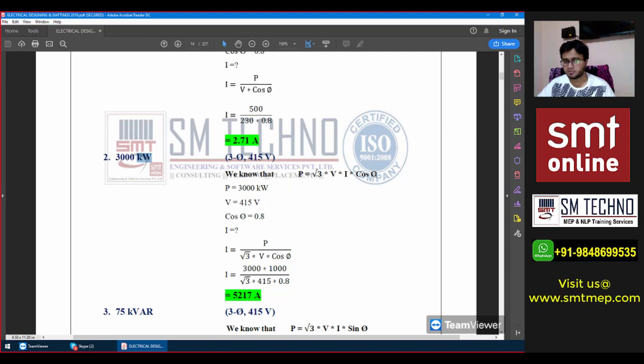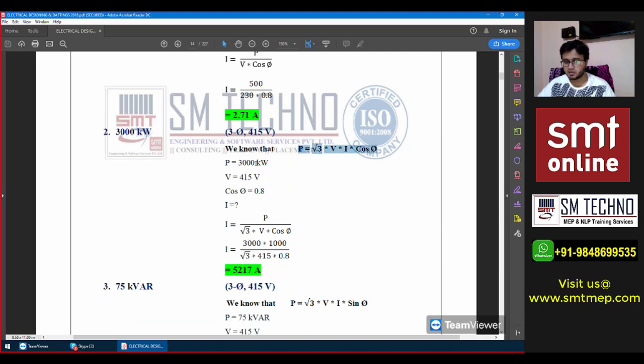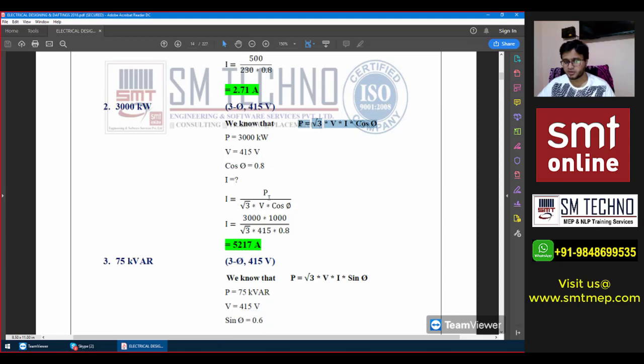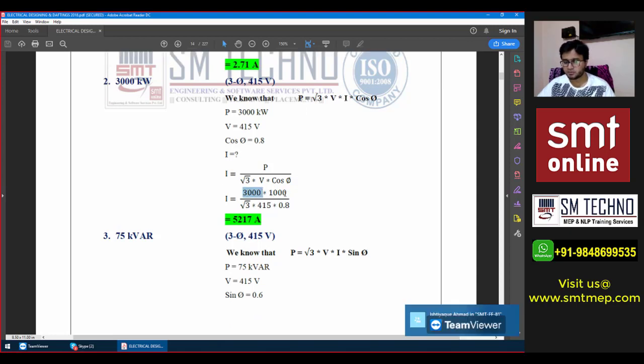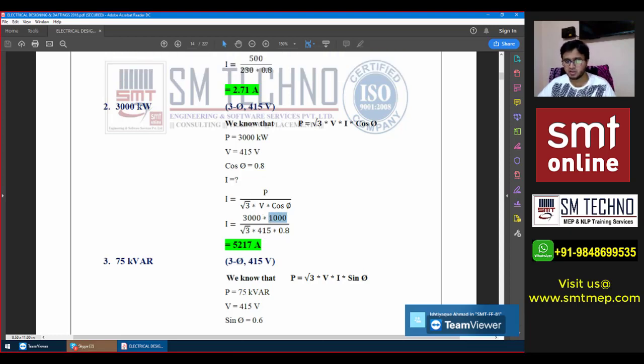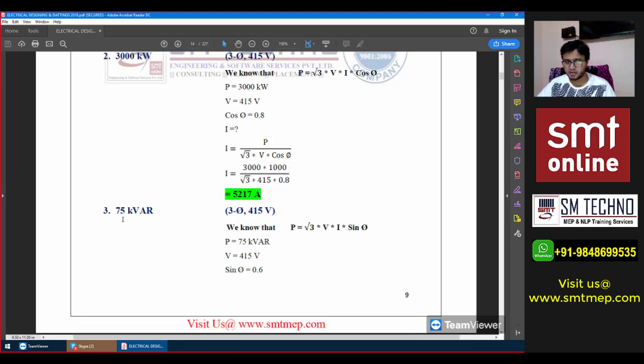So we know that P equal to root 3 VI cos phi is the formula over here. So P is 3000, V is 415, cos phi is 0.8. So the same formula I can write as I equal to P by root 3 V cos phi to get the I value. Which gives you 3000 times 1000. Why are we multiplying with 1000 over here? Because the value is in kilo. Divided by root 3 into 415 into 0.8, which gives you 5217 ampere.